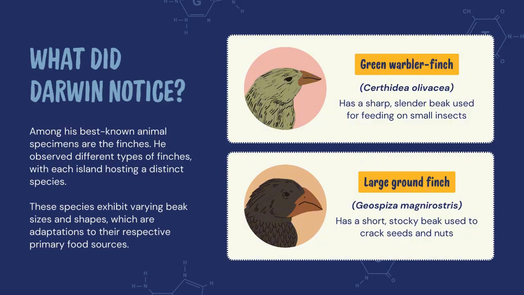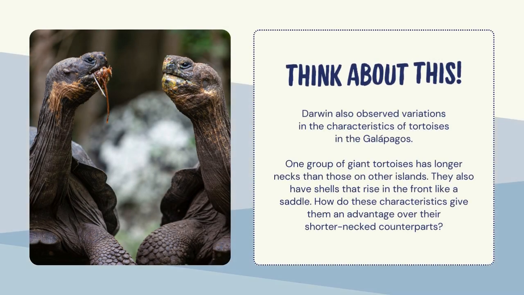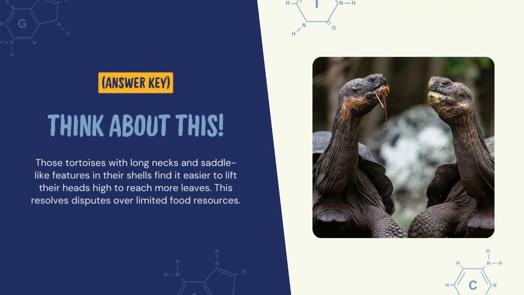Think about this. Darwin also observed variations in the characteristics of tortoises in the Galapagos. One group of giant tortoises has longer necks than those on other islands. They also have shells that rise in the front like a saddle. How do these characteristics give them an advantage over their shorter-necked counterparts? Think about this! Those tortoises with long necks and saddle-like features in their shells find it easier to lift their heads high to reach more leaves. This resolves disputes over limited food resources.